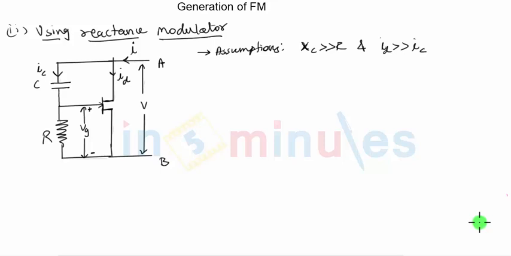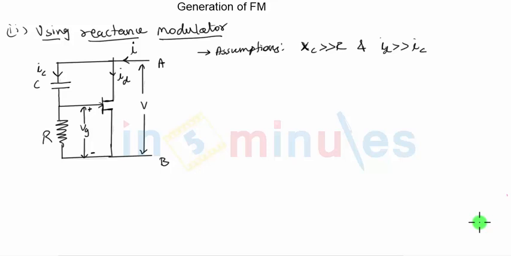Continuing with generation of FM, we are discussing direct methods of FM generation. We have discussed the basic principle and we had seen one particular way in which I can obtain variable capacitance, which is using varactor diode. One shortcoming of using varactor diode is that you cannot get variable capacitance varying over a large range, and hence we need an alternative for variable capacitance.